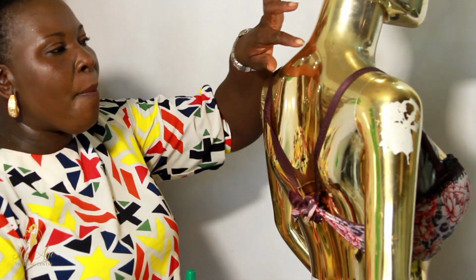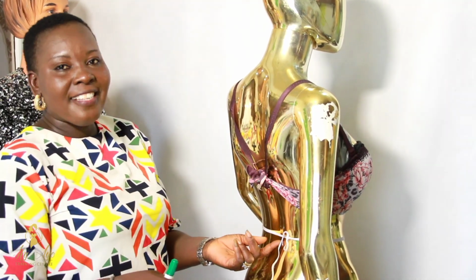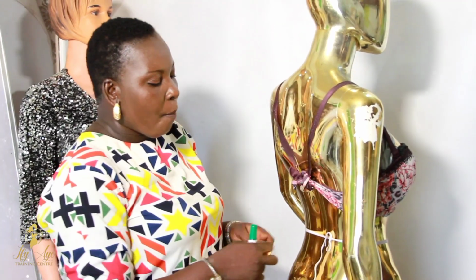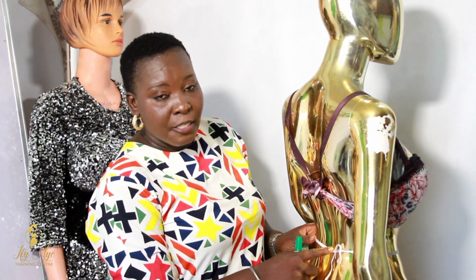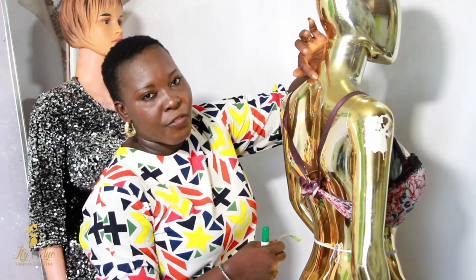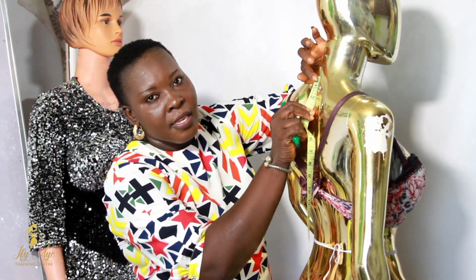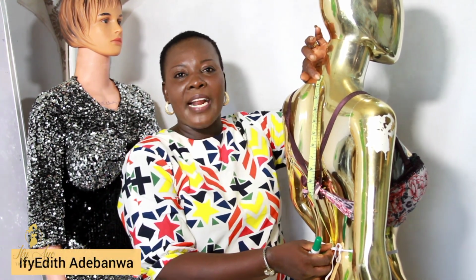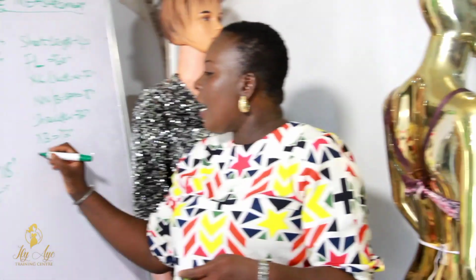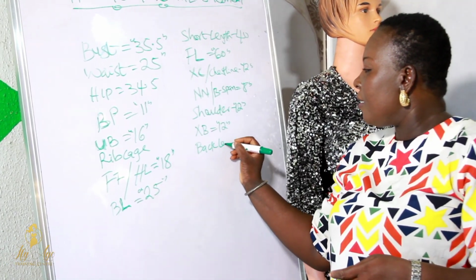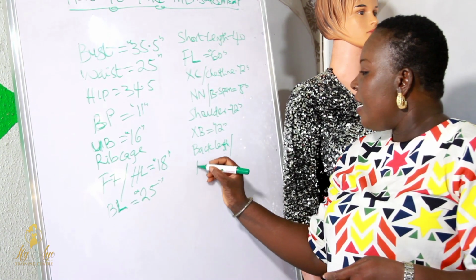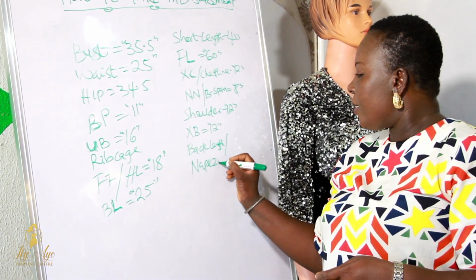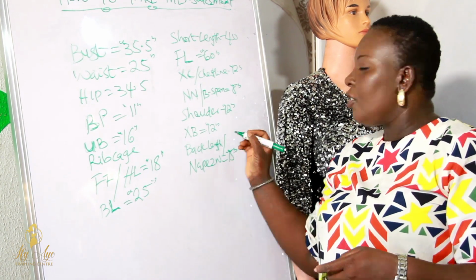Then also take your neck to waist. I told you your elastic is a guide for you to know where your back measurement is. That is the hollow of your back. The hollow of your client's back is your back length. I'll take it from the last vertebrae of the bone here to the hollow of the back, which is 15 inches. We'll label that as either back length or neck to waist, which is 15 inches.